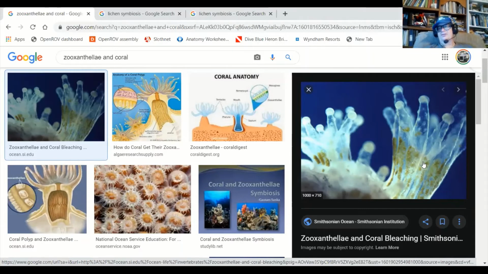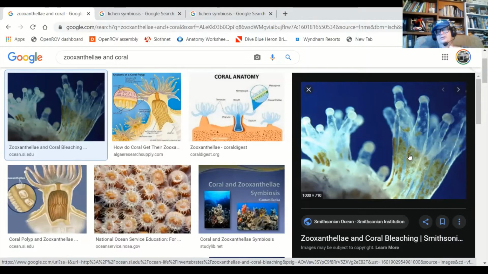And as long as they are doing a good job of taking care of it, it's just like the lichen. The zooxanthellae capture light, do photosynthesis, make energy, and share the energy-rich molecules they're making with the hosts that they're living in. And as long as they're doing that, the host keeps them around. If they don't do it, this is what happens with coral bleaching.